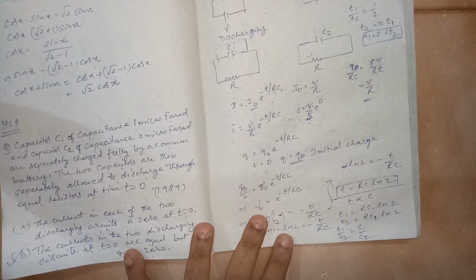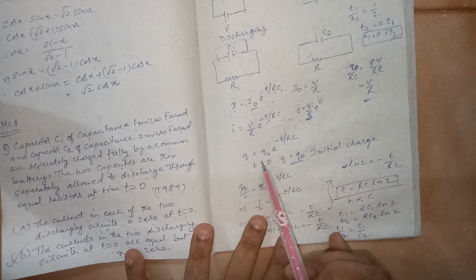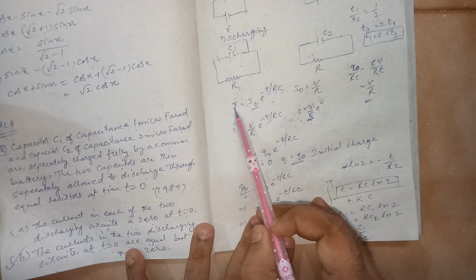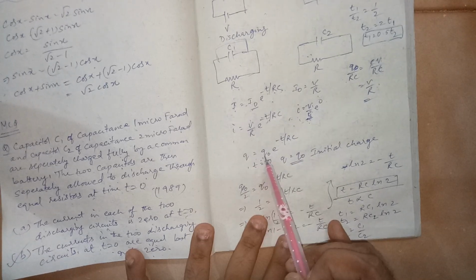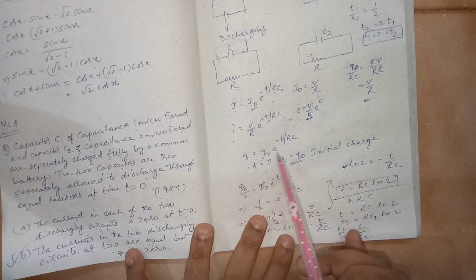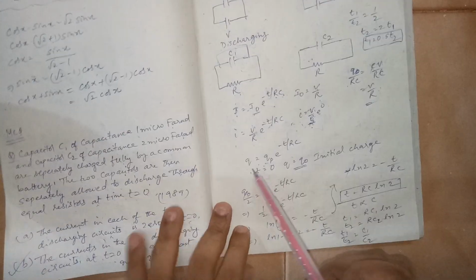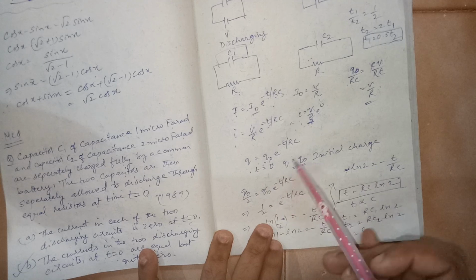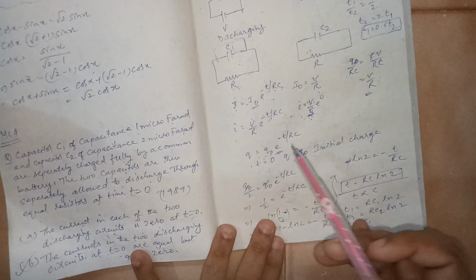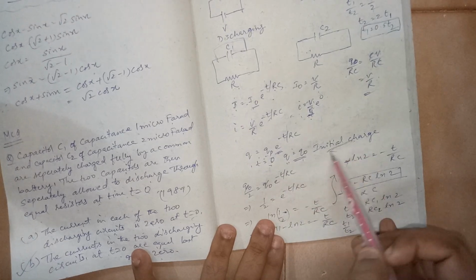Let us write the general equation for the charge. If you remember, Q is equal to Q0 into e power minus t by RC. Basically this equation has come from this only. If you differentiate this, you get this. Q0 is the initial deposited charge on the capacitor plates. It will lose charge, and this is an exponentially decreasing function. If you put t equal to 0, you get Q equal to Q0, which is the initial charge.